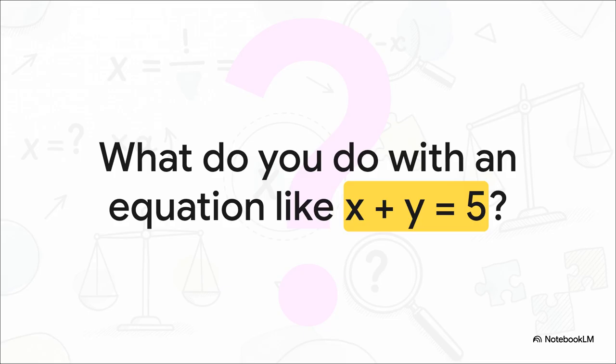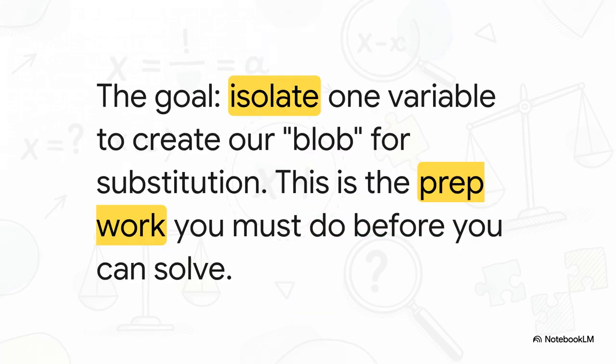You know, in simpler problems, you might get an equation that's already solved for a variable, like y equals something. But here, you can't just substitute right away. We've got to do a little bit of work first. And that work is our first key move. The whole goal is to isolate one of the variables, to get it all by itself on one side of the equals sign. When we do that, we create what we're going to call our blob, basically a chunk of the equation that we can then plug into the other one.